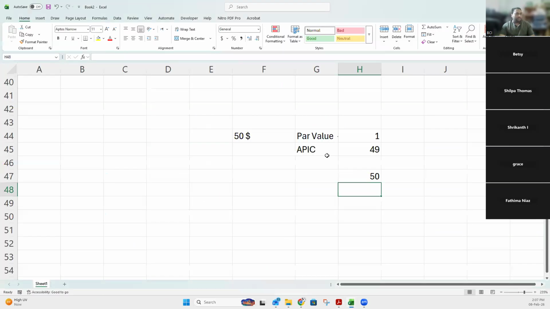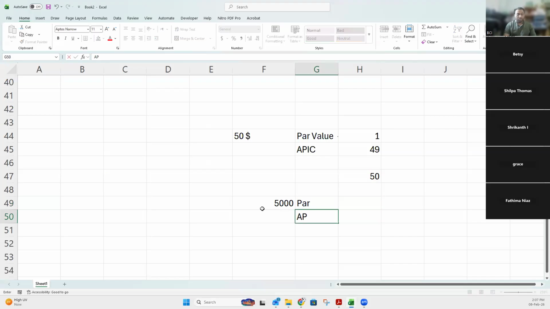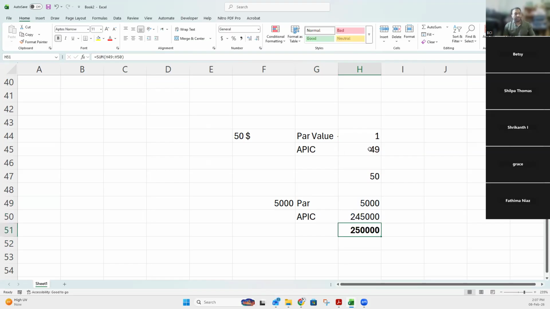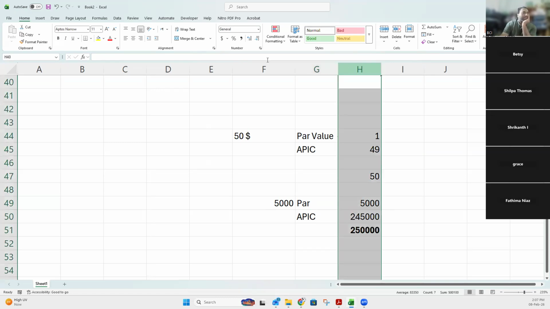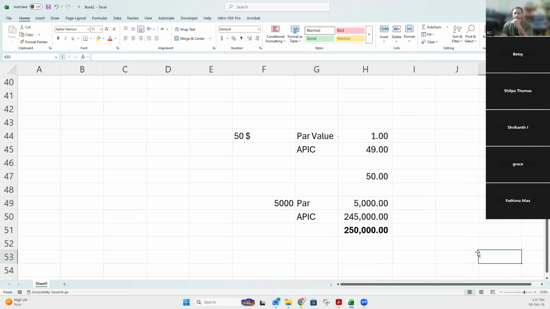For example, I invested in a company for 5,000 shares, and the par value was $1, and additional paid-in capital was 49. So it goes into this, and then goes into this. The total investment I had in the company is 250,000. My question: can I get my investment back from the company at any point of time? I invested in common stock.